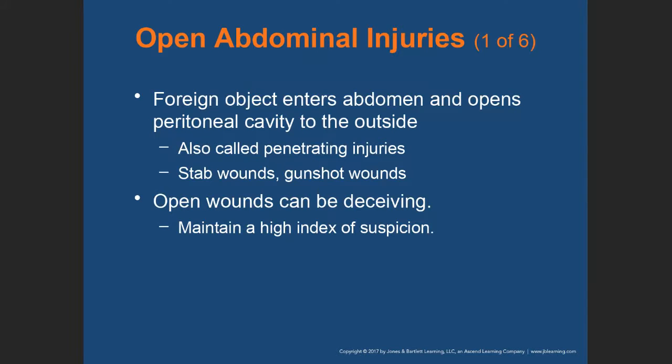Let's look at the open abdominal injuries. A foreign object enters the abdomen and opens the peritoneal cavity to the outside, also called penetrating injuries. This can include stab wounds, gunshot wounds, accidentally being impaled by something, a board, a pole, a fish gun. Open wounds can be deceiving, maintain a high index of suspicion.